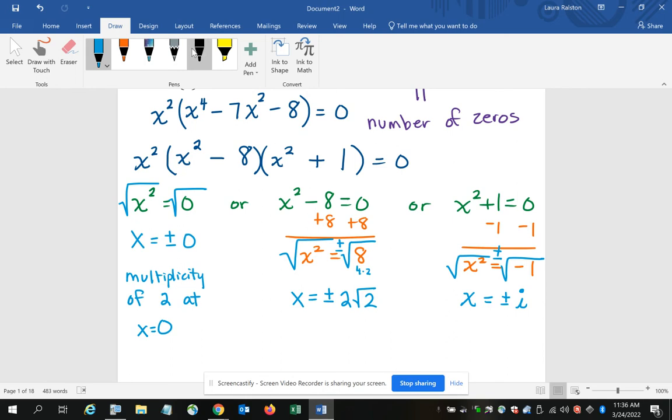Knowing that we should have 6 answers, we have plus i, minus i, plus 2 square root 2, minus 2 square root 2. That's 4 answers. And then the 0 occurs twice because technically it's plus 0 and minus 0. So I do have 6 answers. So your answers are 0 with a multiplicity of 2, plus and minus 2 square root 2, and plus or minus i.